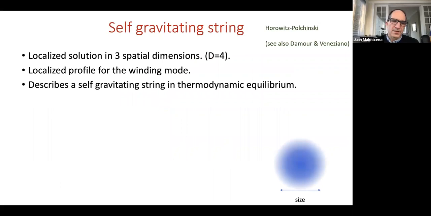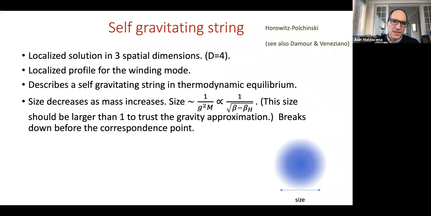So you can view the solution as describing a self-gravitating string in thermodynamic equilibrium. It's some kind of string that is oscillating and is held together by the gravitational force, a kind of string star, let's say. Now it has the peculiar property that as you increase the mass, its size decreases. And it also has an associated temperature, which is the temperature measured at infinity.